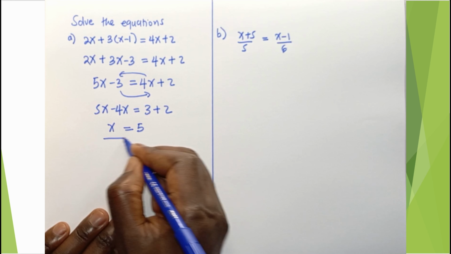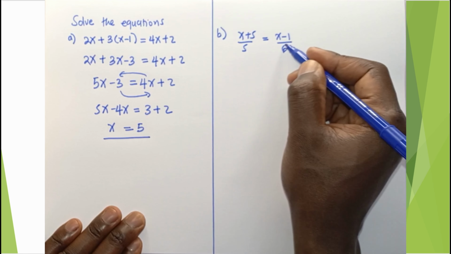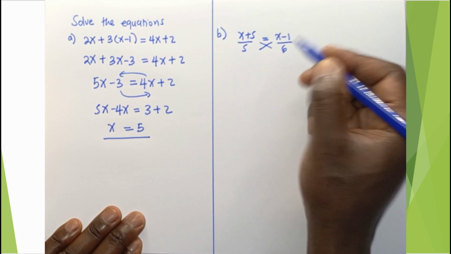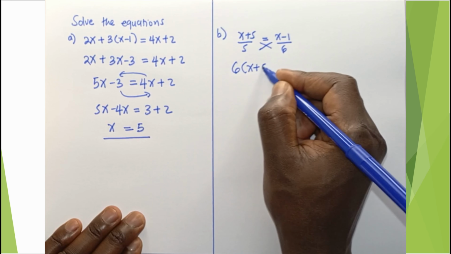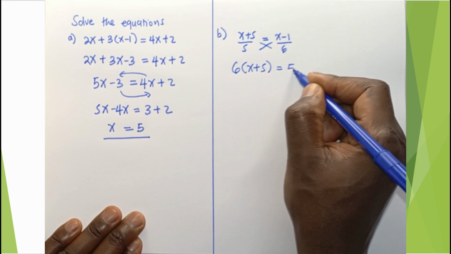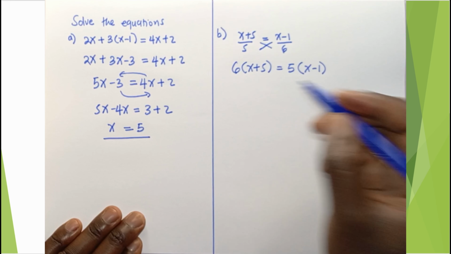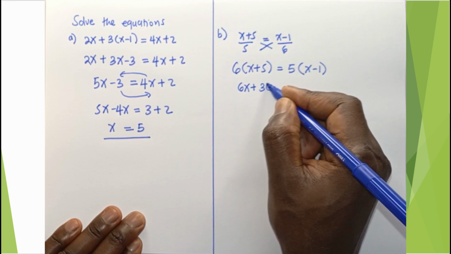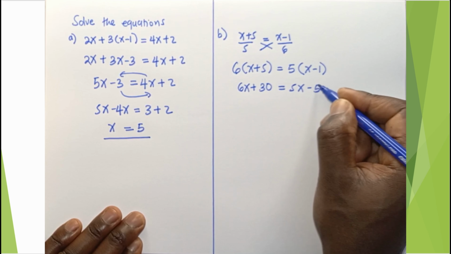As simple as that. It's one of the cheapest. Now simplifying our part B, you can cross multiply or use any method that you know very well. Cross multiplying is easy. So you have 6 into x plus 5 is equal to 5 into x minus 1. So when you expand, we shall have 6x plus 30 is equal to 5x minus 5.